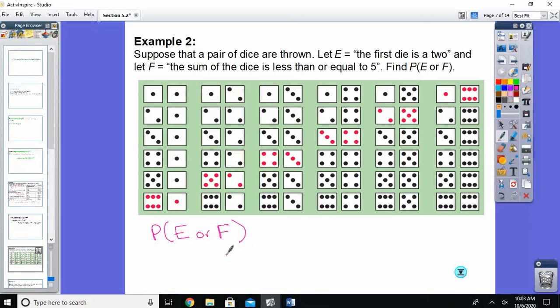Okay, is there overlap here? Can the first die be a 2 and the sum be less than or equal to 5? Yes, so we have to use the general addition rule. The probability of the first plus the probability of the second minus the probability of both.